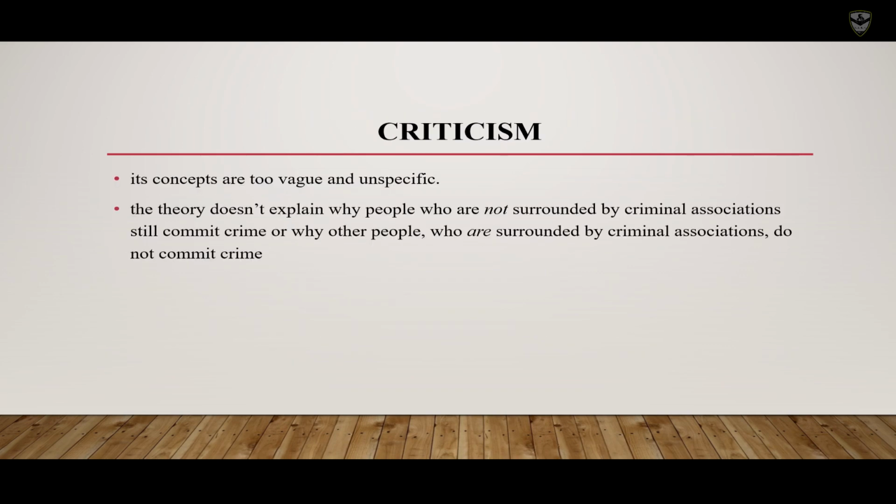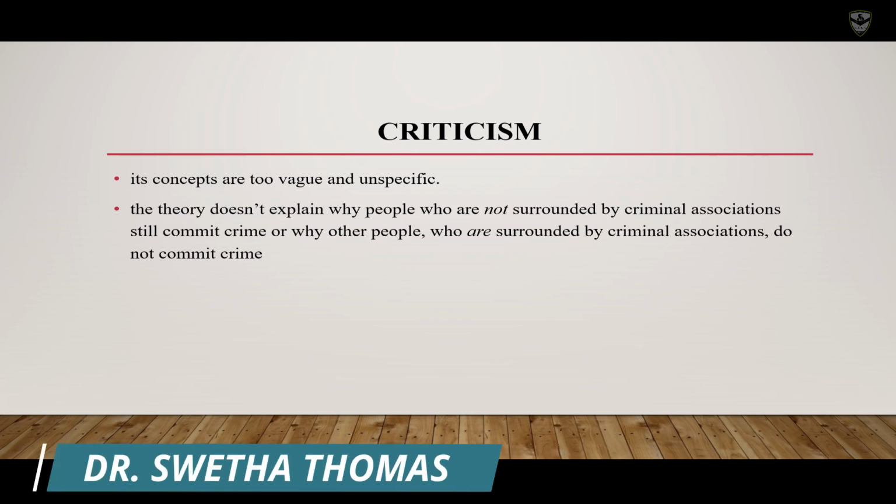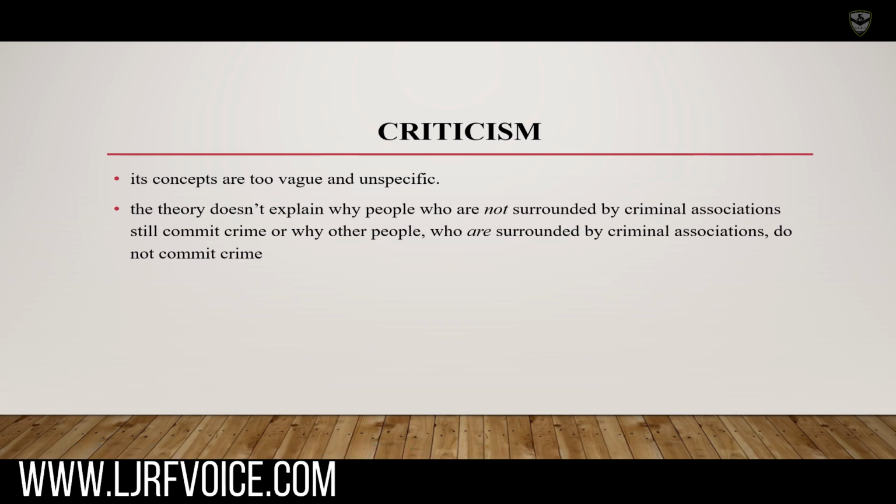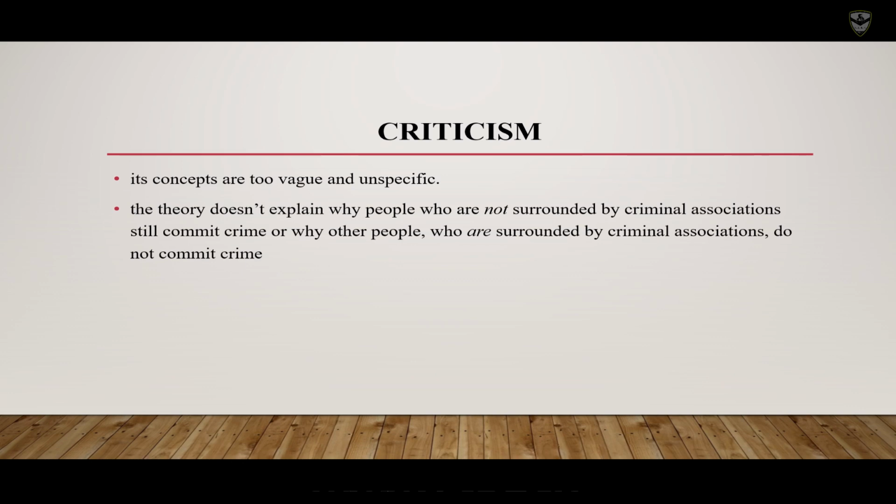The criticism of this theory is that the concepts are too vague and unspecific. Like I had mentioned earlier, it is not necessary that every person who has connection with a criminal group would turn out to be a criminal. There might be exceptions, right? So the concepts are too vague and unspecific, and the theory does not explain why people who are not surrounded by criminal associations still commit crime.